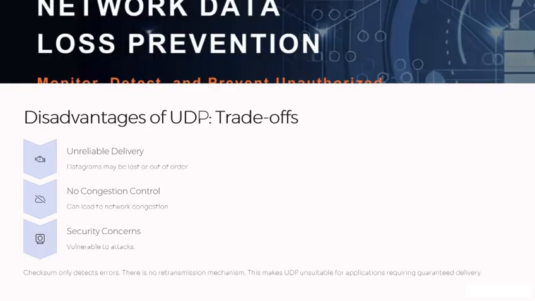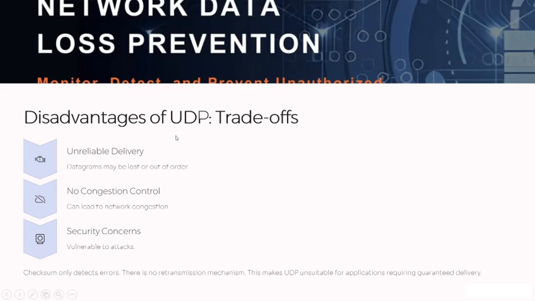And then we are going to discuss the disadvantages of UDP. Now, what are the disadvantages of UDP? Well, it has unreliable delivery, meaning that packets may be lost or arrive out of order. That means the datagram may be lost or out of order.